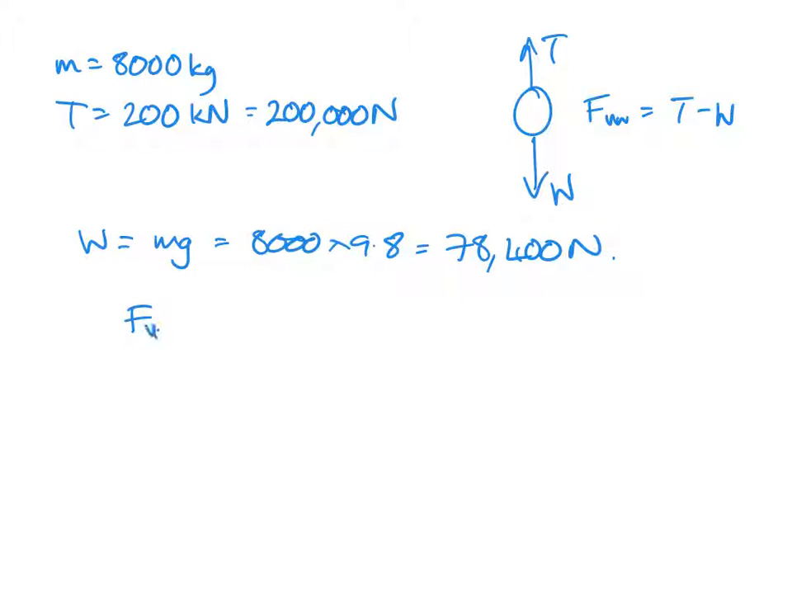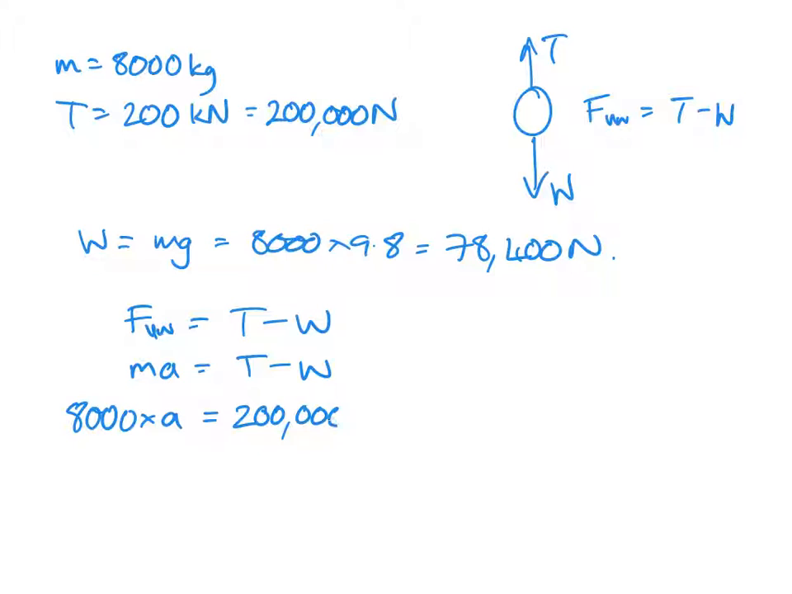So we write our F_un equals T minus W, which is specific to this problem. But we know that F_un is also equal to ma. So where we had F_un in the formula, we can now write ma equals T minus W. And now we can start substituting. 8,000 times the a that we're trying to work out equals the thrust, 200,000 newtons, minus the weight that we just worked out. Plug in the values, rearrange to get a. So simplify what you can.